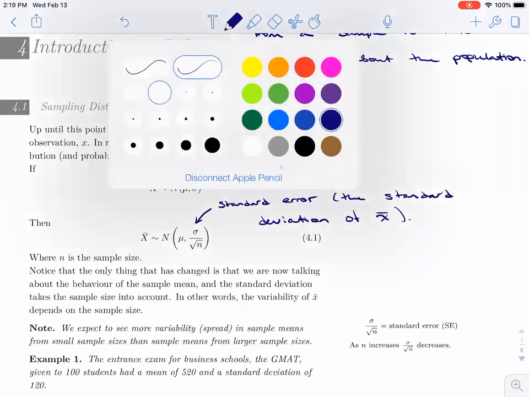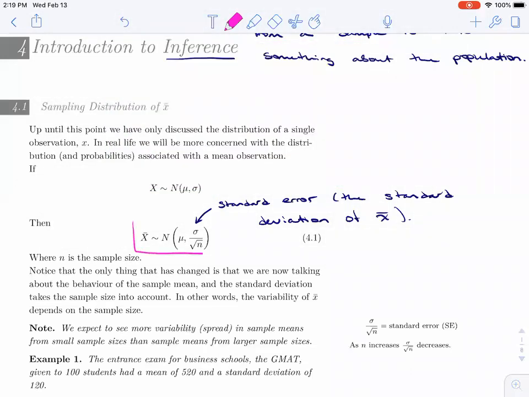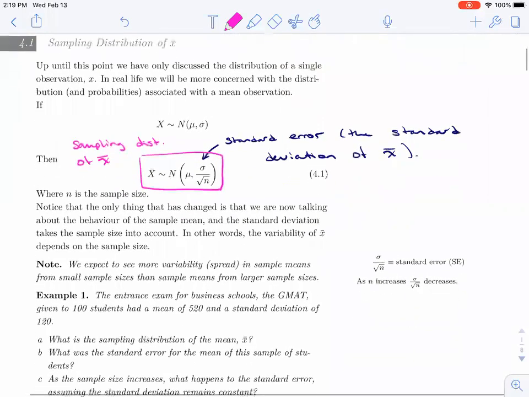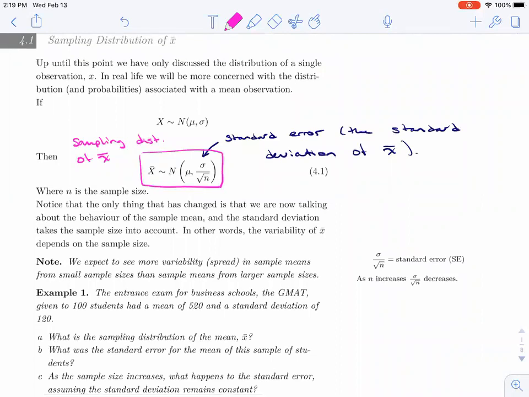This whole thing is the sampling distribution, right? It follows a normal distribution with a mean mu and a standard deviation sigma over root n. So that is a distribution. This is the sampling distribution of x bar.